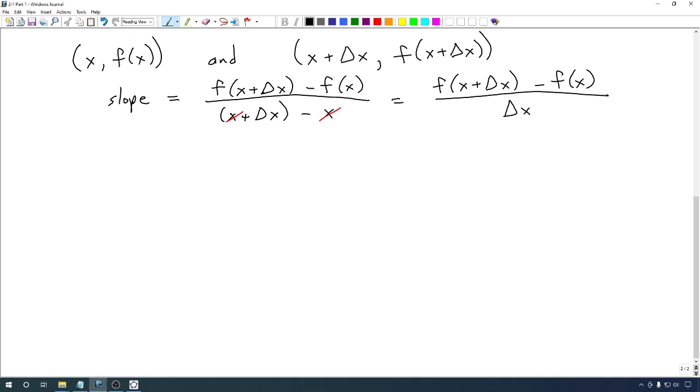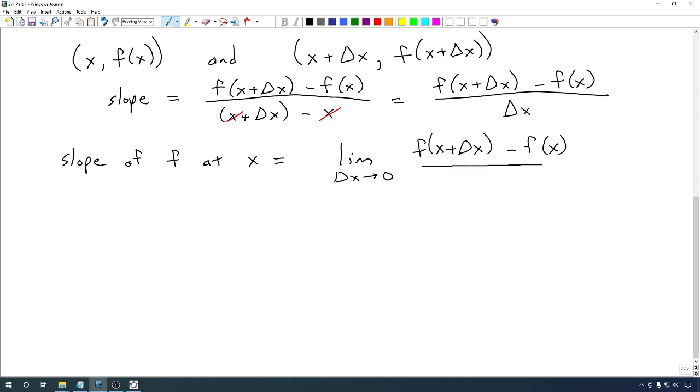But we can, instead, look at the limit. We can say that the slope of the graph is the limit as delta x goes to 0 of this expression here. If that limit exists, then that's going to be the slope of our tangent lines.